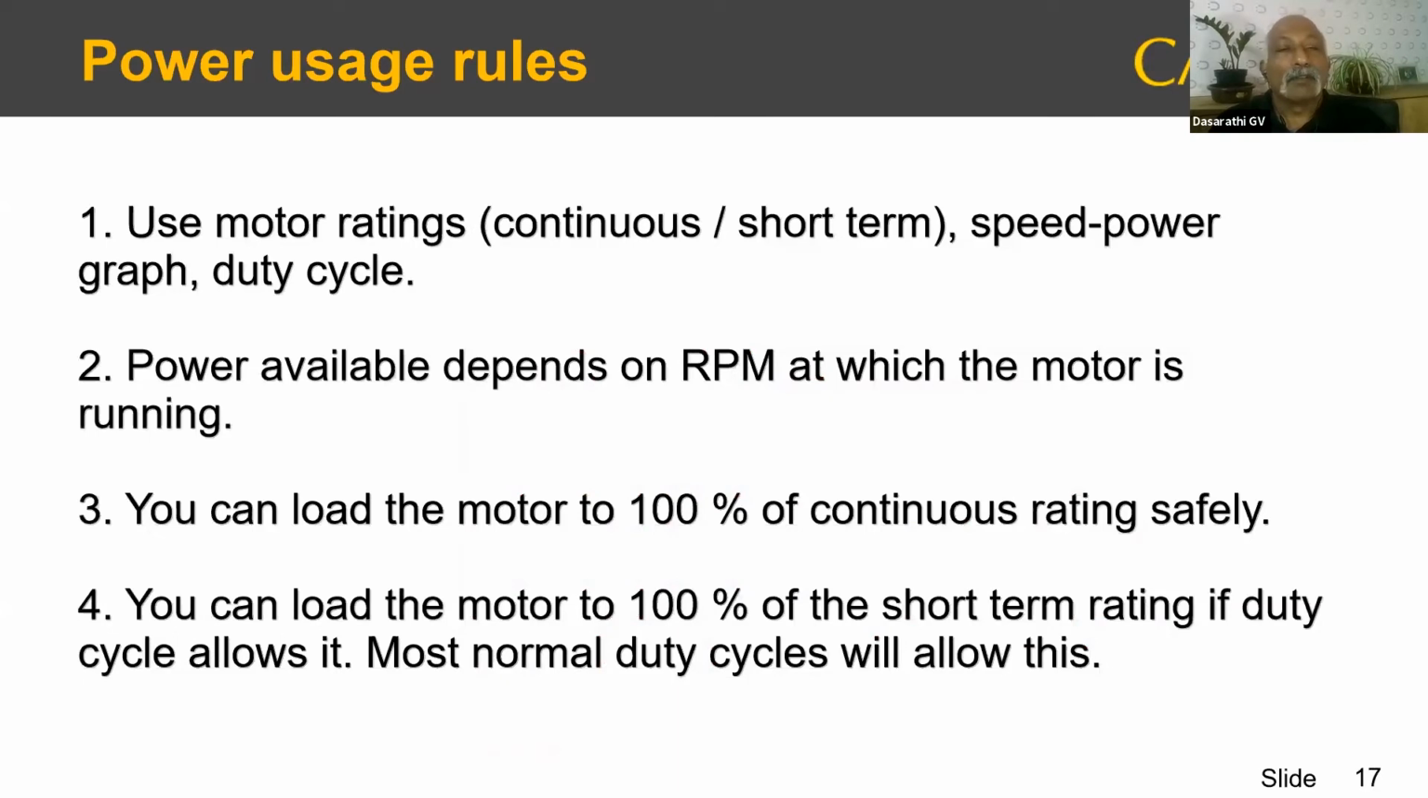So these are the rules. Use the motor ratings, the speed-power graph, and the duty cycle knowledge. You must use them to figure out how much power is available at what RPM and so on. Then you can load the motor to 100% of the continuous rating safely. If your motor is, say, 18.5 kilowatt, you can fully load it continuously and run it. There's no problem at all.